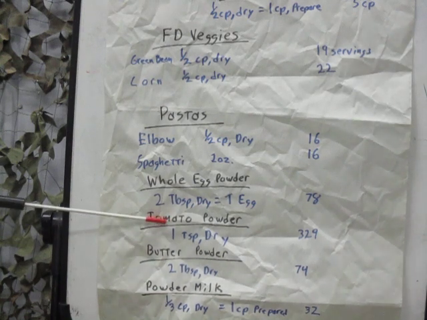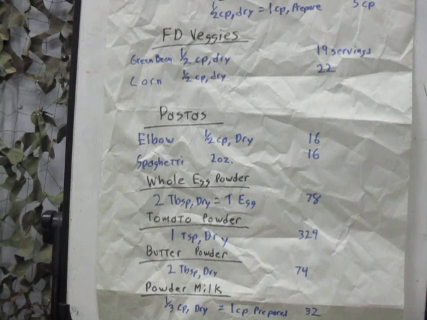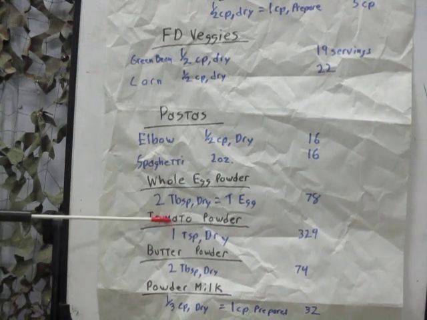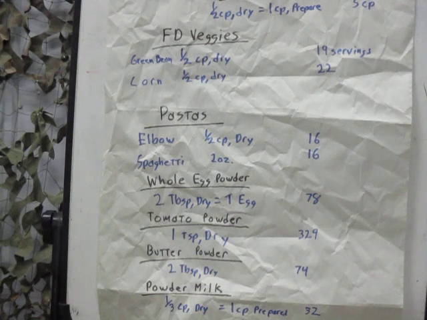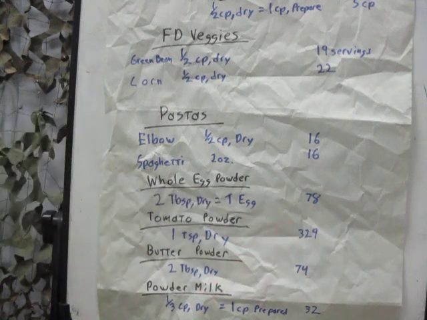Now, tomato powder. You got pasta, you're probably going to want some type of sauce with it, some type of homemade marinara or whatever in the field. You're going to need the basics to do it. They do make tomato powder. It is sold in 1 gallon cans. It's also sold in bags. According to the information on a 1 gallon can, 1 teaspoon dry is a single serving with 329 servings per can.